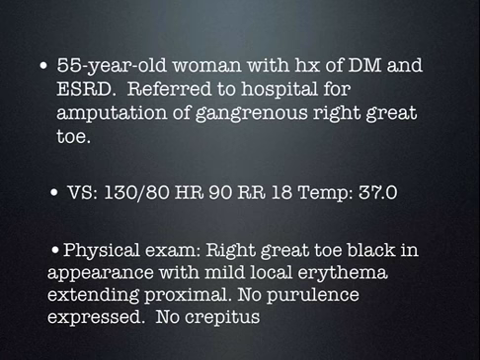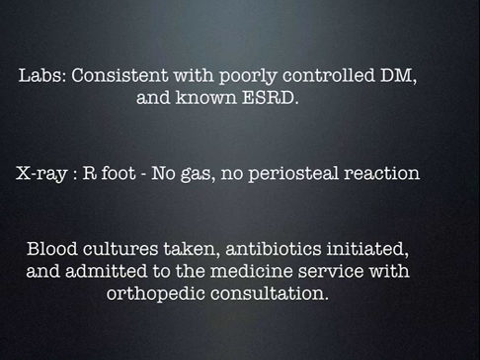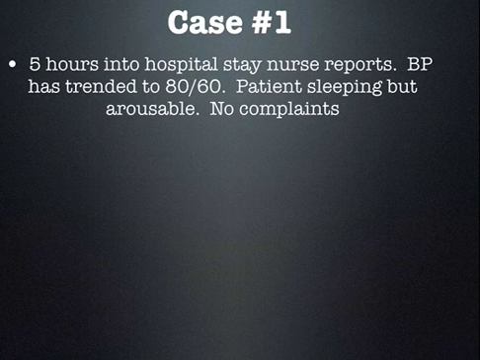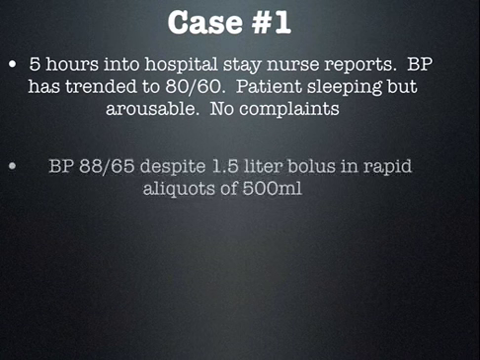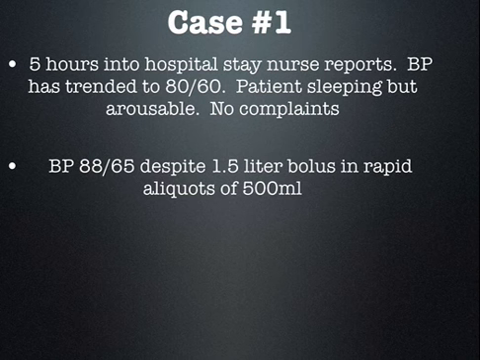Nothing terribly concerning, and to be frank, her physical exam wasn't really that concerning either. Her labs are consistent with her known pre-existing conditions, and her x-ray was not concerning, and we did what the outside provider asked us to do, which was blood cultures, antibiotics, and basically tee her up to get seen by ortho. About 5 hours into the hospital stay, the nurse let me know that the blood pressure was 80/60. The patient was sleeping but easily arousable and frankly had no complaints. Because she was an end-stage renal disease patient, we gave a 1.5 liter bolus in 500 ml aliquots with really no effect on the blood pressure.